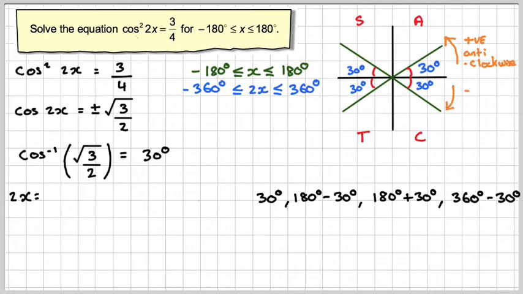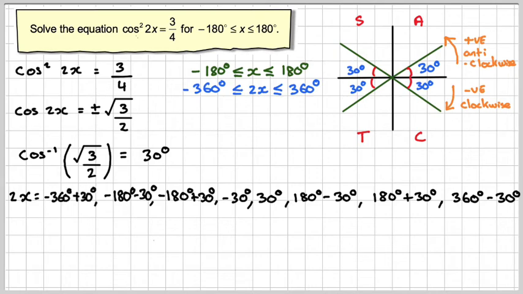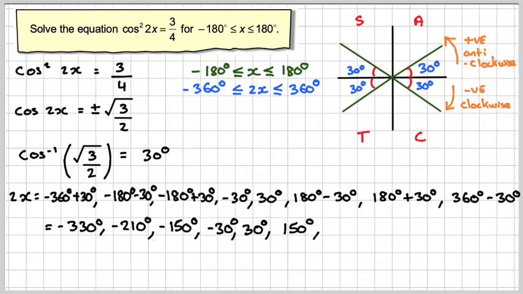And then going the other way around, which is negative angles. So starting here, we're going to have minus 30. So I'm just going to write this here going backwards. Minus 180 plus 30. Minus 180 minus 30 degrees. And then minus 360 plus 30 degrees. So working those all out, that's going to give me minus 330 from that one, minus 210, minus 150, minus 30, 30, 150, 210, and 330.